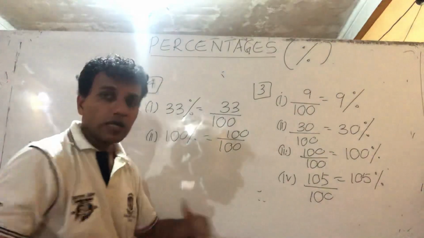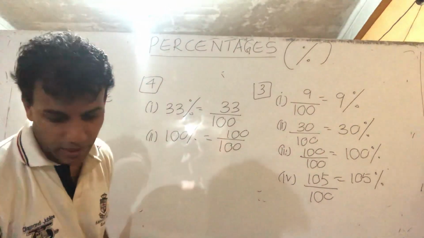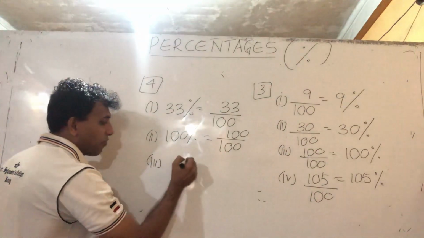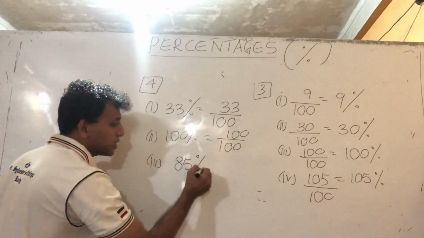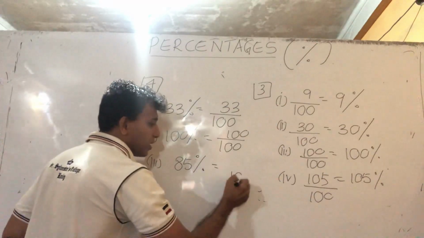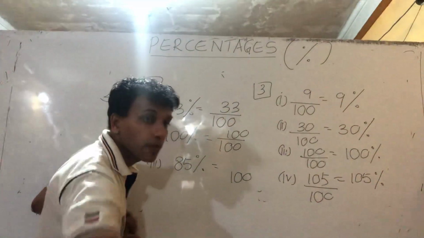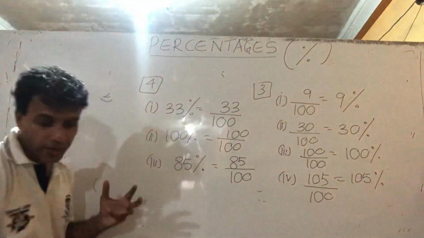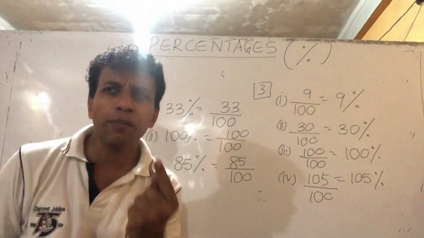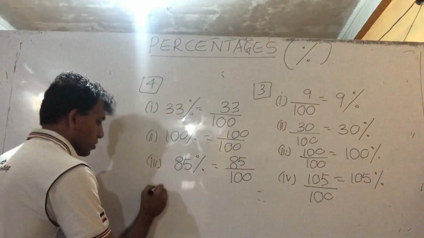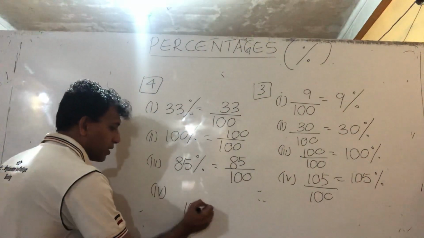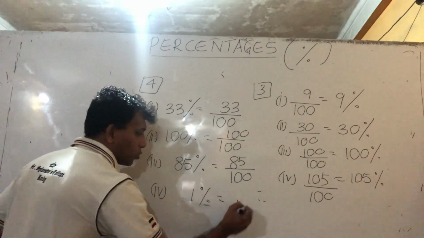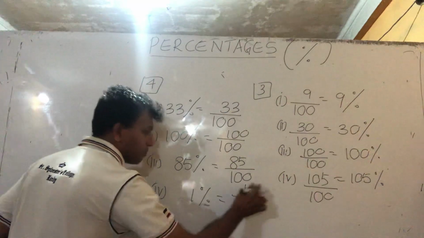Okay. See here, next part. 85%. 85% out of 100. Are you telling? What? 85 out of 100. Last one, 1% out of 100. That is what? 1% out of 100, 1.